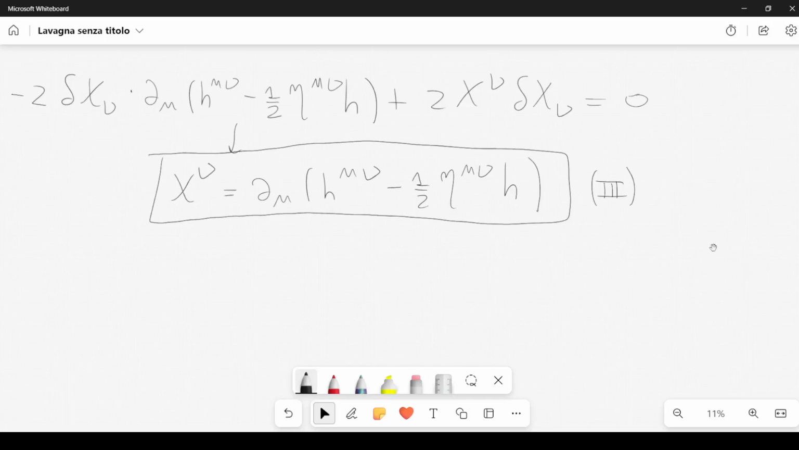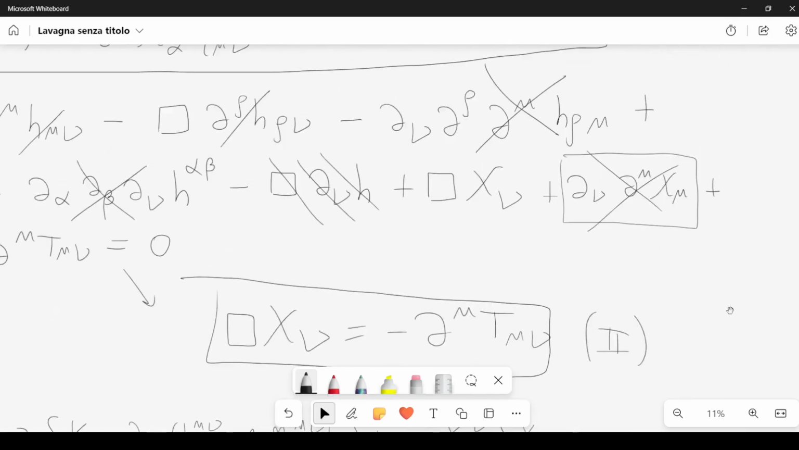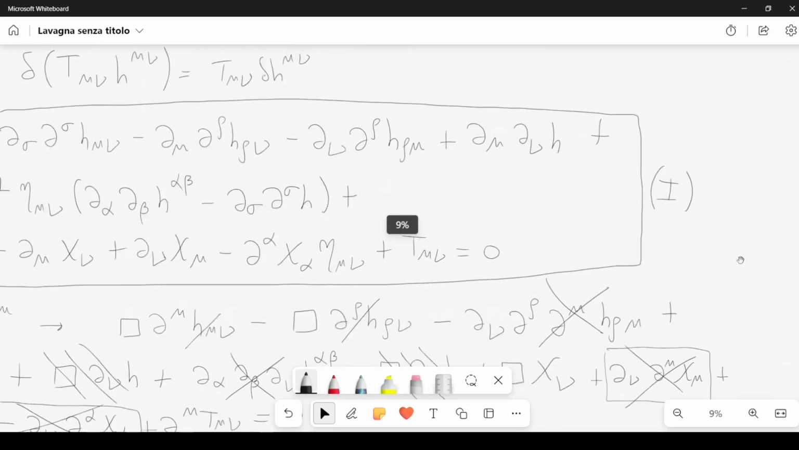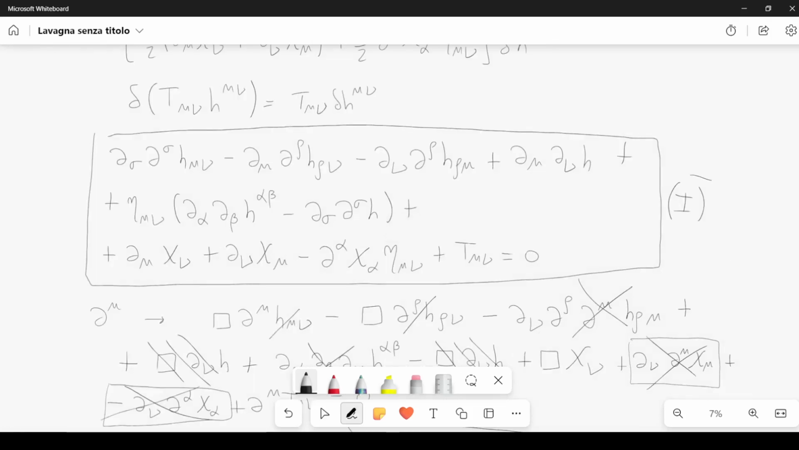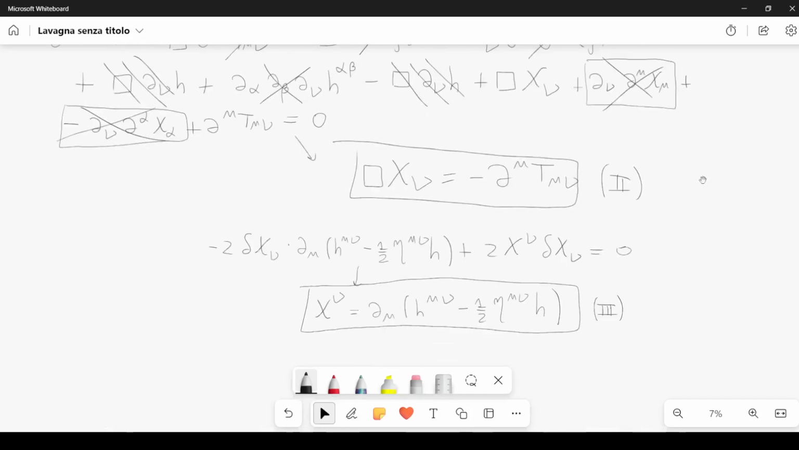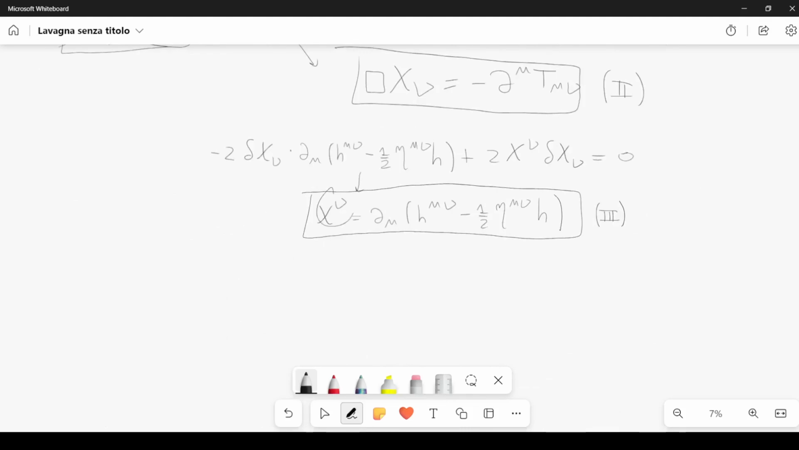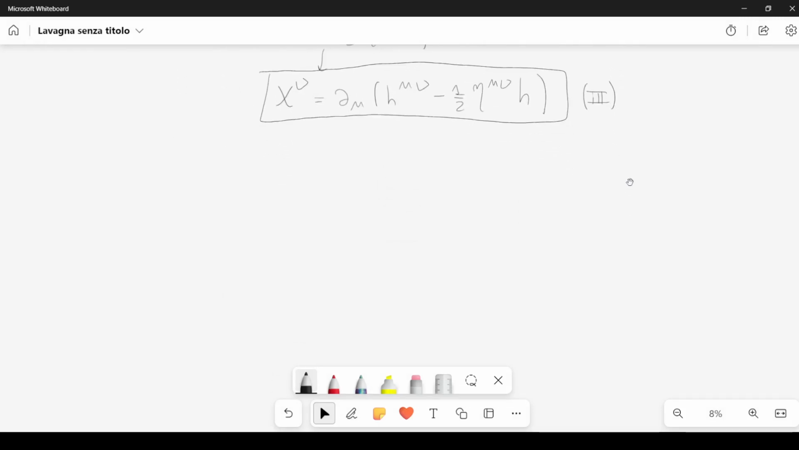Now we are going to substitute this equation that we found last time, equation 3, into the equation that we called equation 1. So this equation here. This seems complicated, but it's not complicated. We simply need to substitute that expression here for chi nu and chi alpha, basically, because we have found a way to express chi nu in terms of h mu and h. So let's do it. It's quite straightforward.